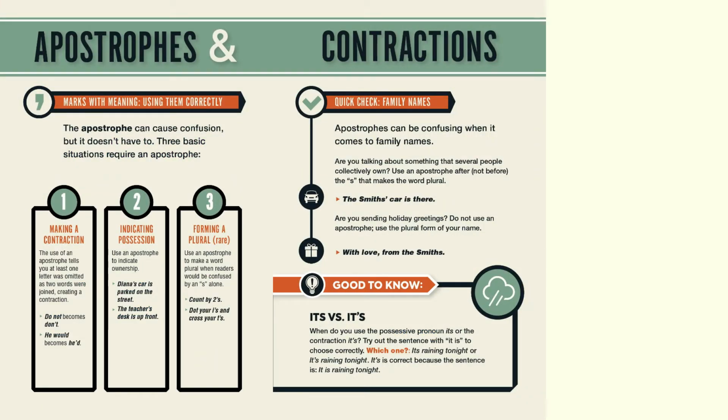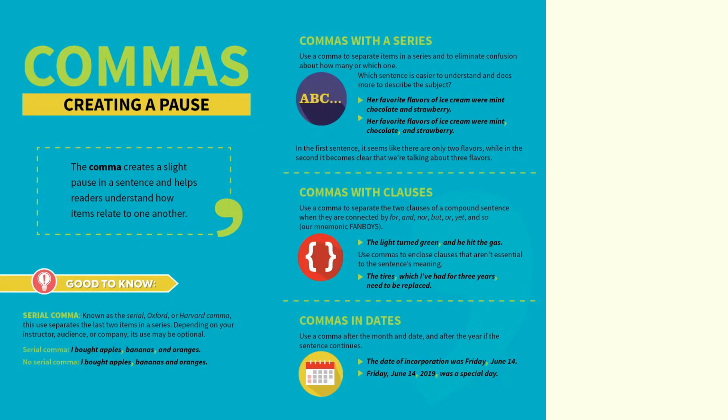Apostrophes and contractions. The apostrophe can cause confusion, but it doesn't have to. 3 basic situations require an apostrophe: making a contraction, indicating possession, or forming a plural case. Commas. Creating a pause. The comma creates a slight pause in a sentence and helps readers understand how items relate to one another.